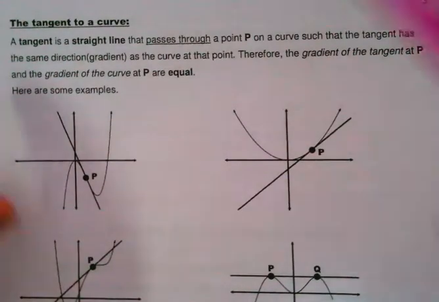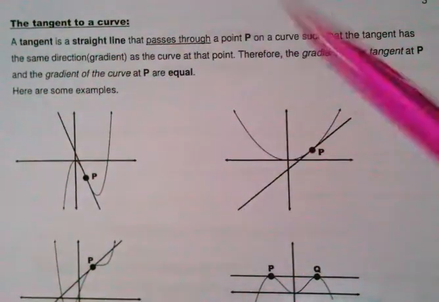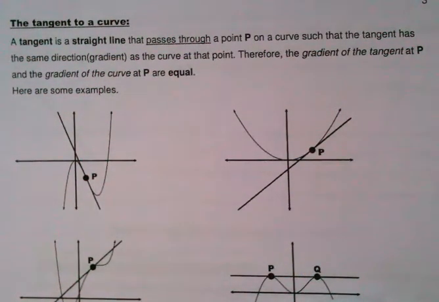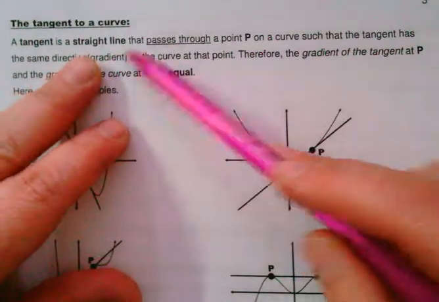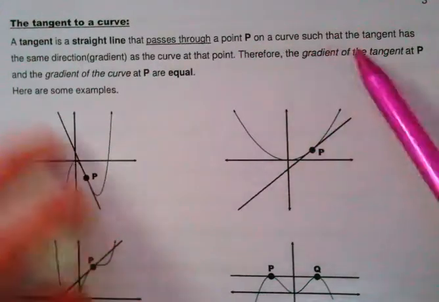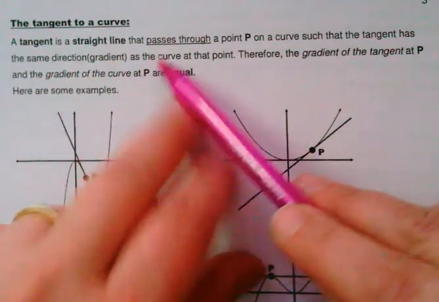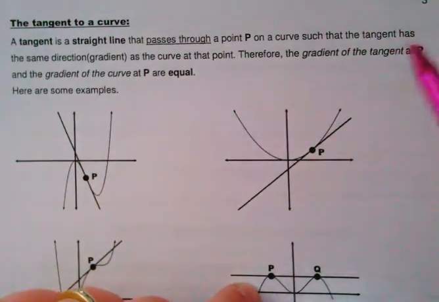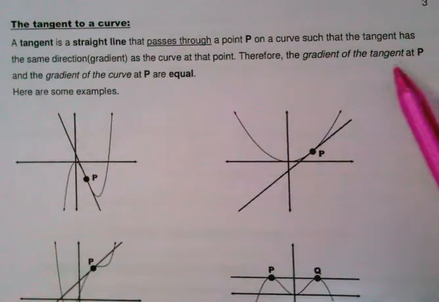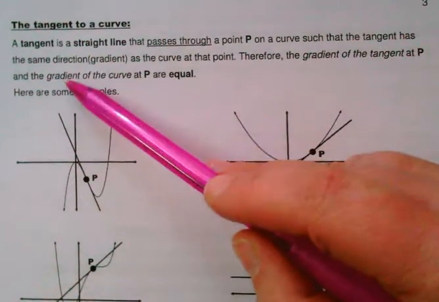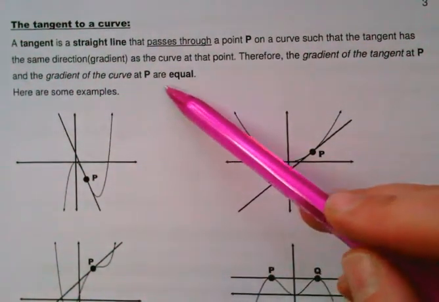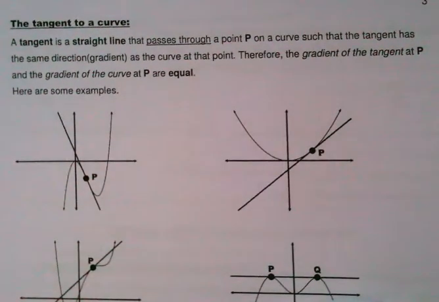Right, the tangent to a curve. A tangent, you've already seen in circle geometry, tangent to a circle. This is similar. A tangent is a straight line that passes through point P on a curve such that the tangent has the same direction or gradient as the curve at that point. Therefore, the gradient of the tangent at P and the gradient of the curve at P are equal. So what we do is work out the gradient of the tangent at that point, and that's the same as the gradient of the curve at that point.